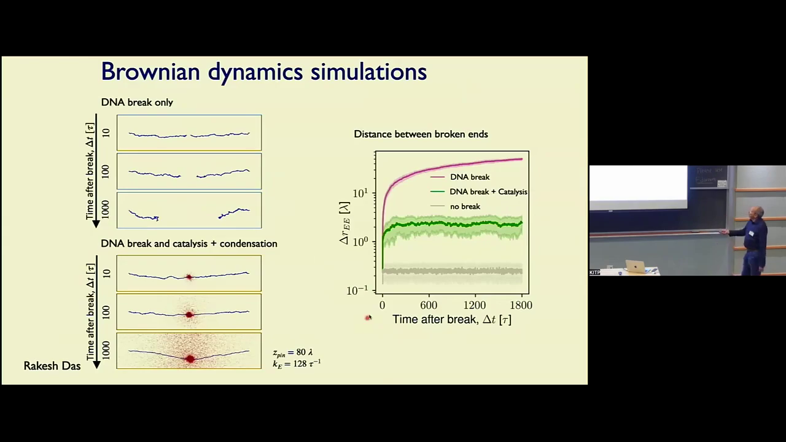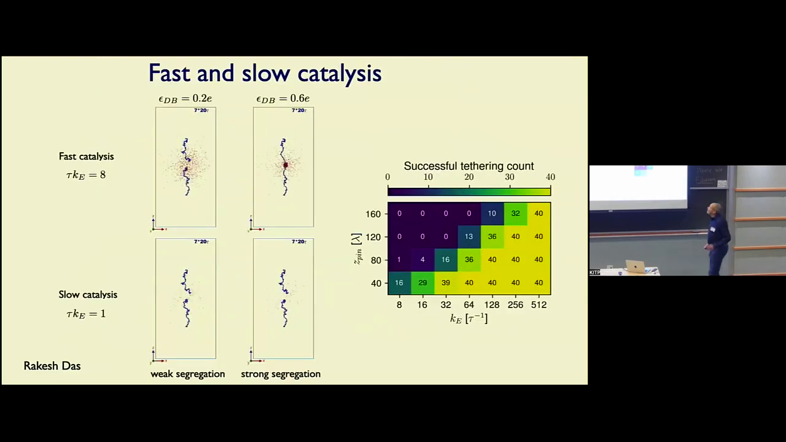If we just have a stretched DNA molecule and it breaks, the two ends will move apart. And now the game here is to nucleate and grow a droplet faster than these ends can move apart, and to fuse the two ends together. And this can be studied in these Brownian dynamic simulations. Here you see the distance increasing with a break, and this would be a case where we have a fast enough catalysis. So let me show you examples.